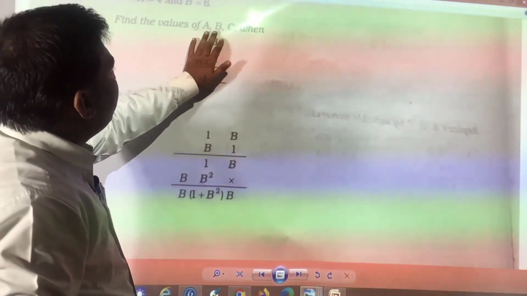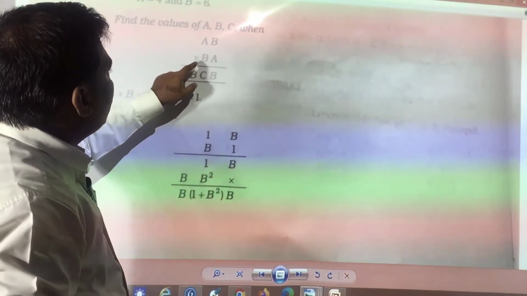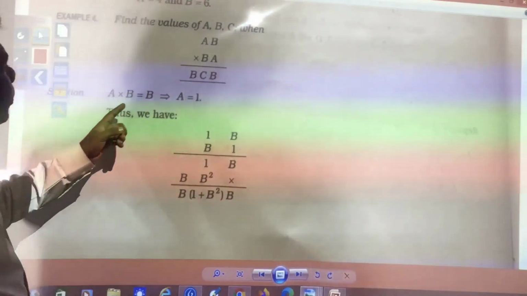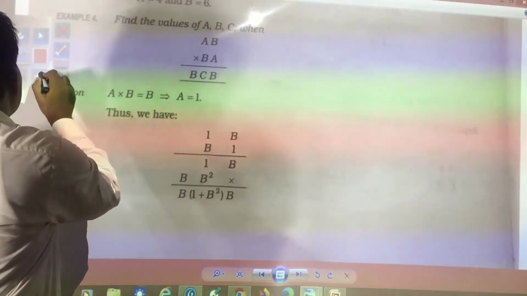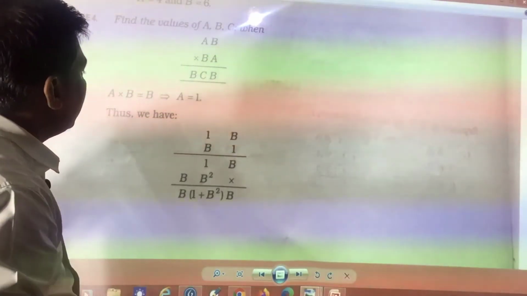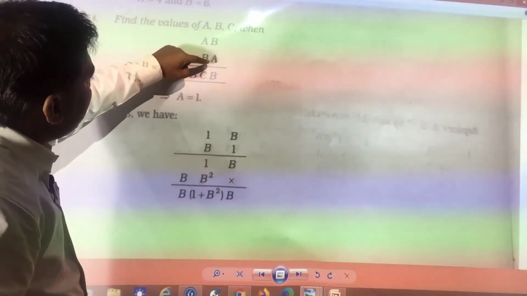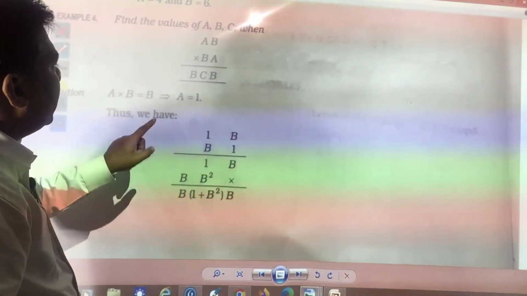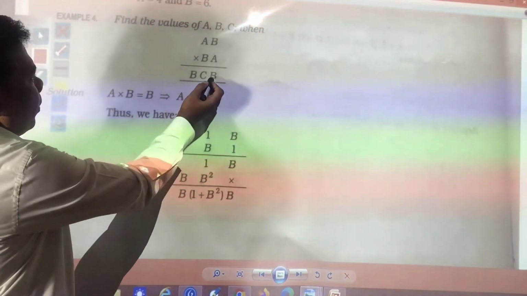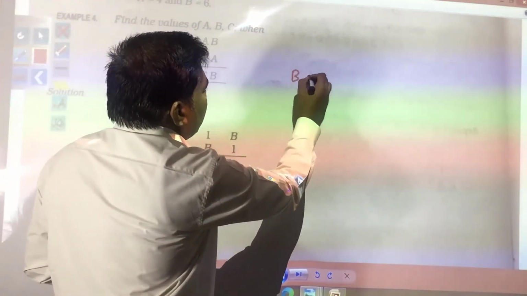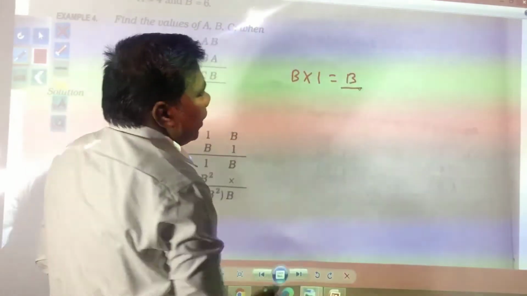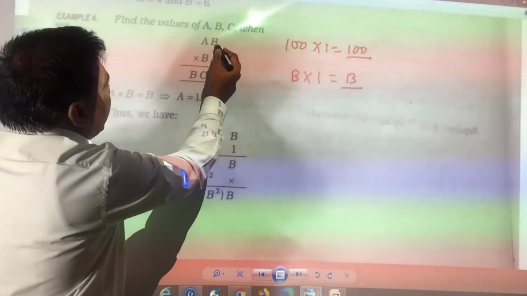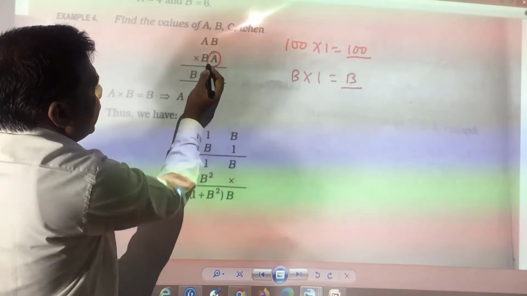Find the values of A, B, C when AB into BA is equal to BCB. Here what has been done, you see. Suppose if you are multiplying, you need to understand how this is to be done. Here you see A and B, if you are multiplying you are getting B. A into B is equal to B. It means what? If B you are getting any number, if you are multiplying with 1, what you will get? The same number. Suppose if you are multiplying 100 into 1, what you will get? 100.